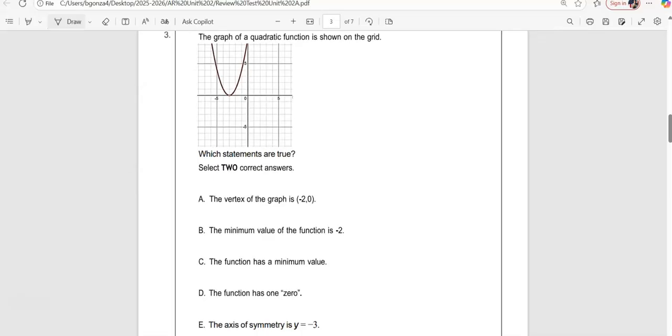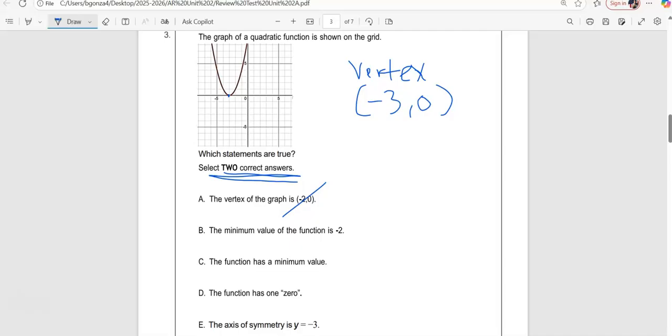We have this graph right here, and we want to select 2 correct answers. Now let's find that vertex. That vertex is right here. The vertex is negative 3, comma 0. Cool. So when it says the vertex is negative 2, comma 0, that's not correct. Now, what's the minimum value of this function? Well, the minimum is here at 0. That's as far down as it goes. So it's not negative 2.